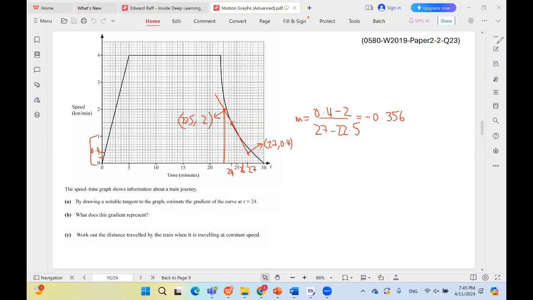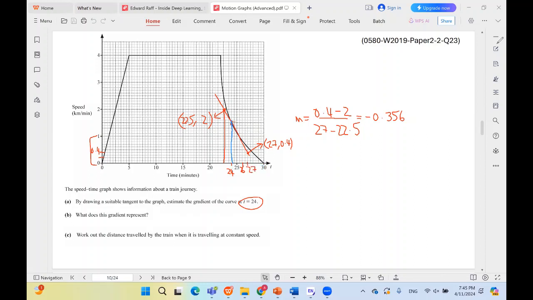I just did the best I could, but my point is that you need to learn the technique of how to draw a tangent. So you need to draw a line that touches the curve at the point that they requested, and they requested to have the tangent at t equals 24. So you have to check where this point is on the graph. And this point is here, because this is where t equals 24. And you have to draw a tangent at this point, which is what we attempted to do.